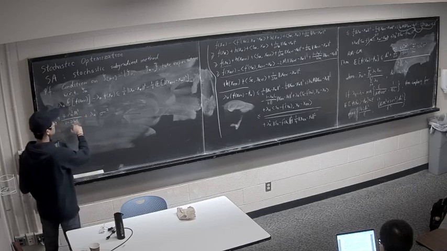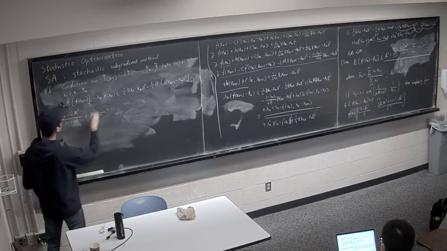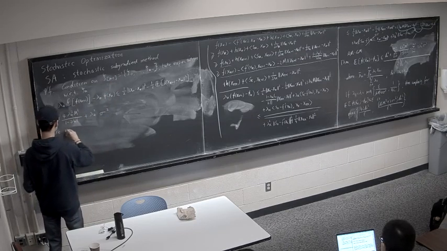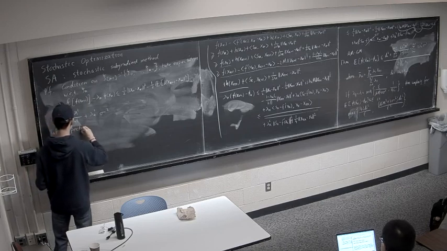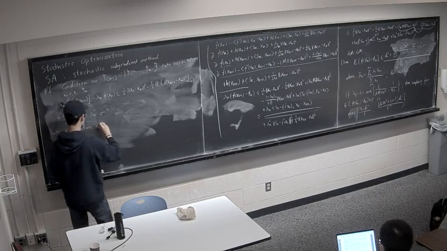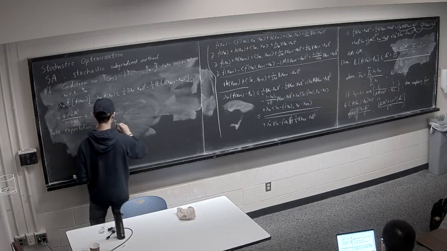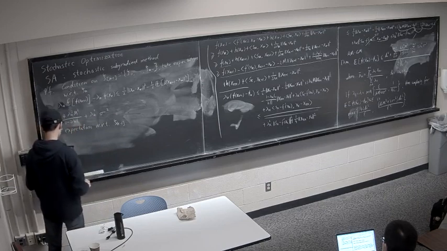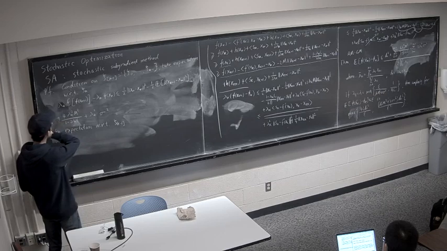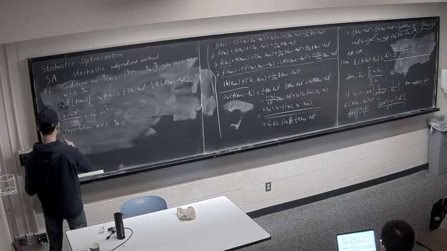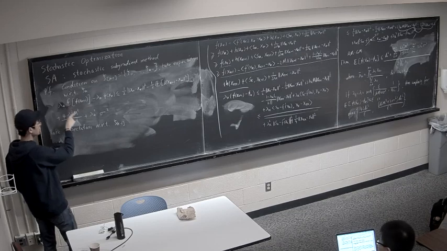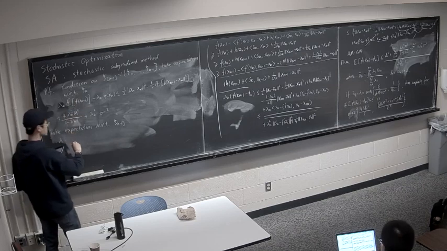Okay, now let's take the total expectation. So we take the expectation with respect to this sample path, and use the law of total expectation. All the expectations become the total expectation. So after this line, when I write expectation, it means the total expectation. But before this line, they all mean the conditional expectation.